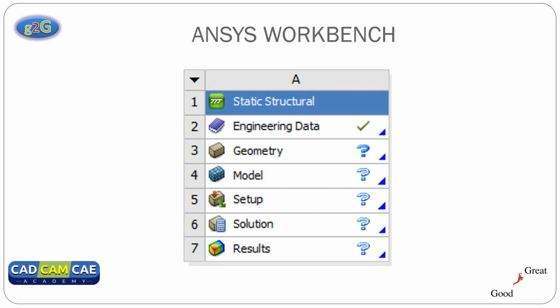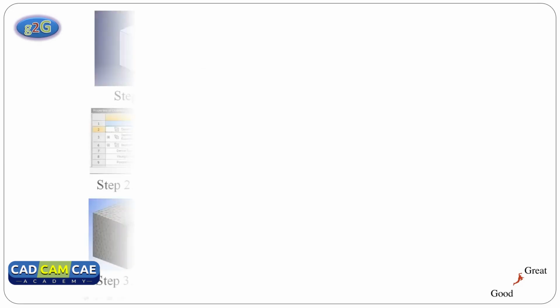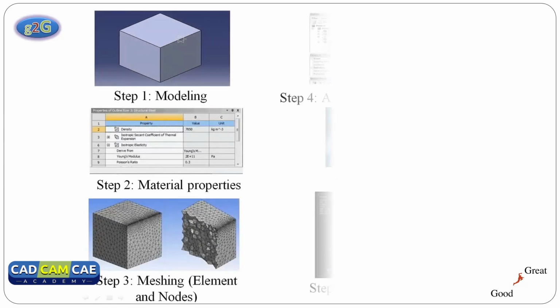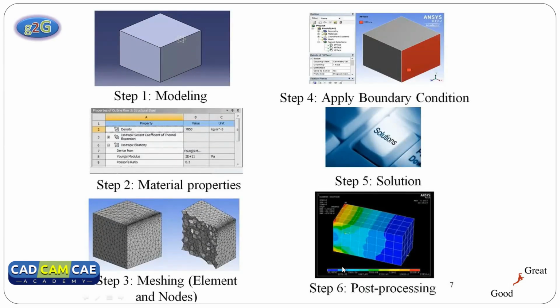The solution, this is the solution phase, that is the processing phase. In the solution phase, ANSYS will solve all the input parameters, that is the pre-processing parameters. At last, step number 7 is the results, where we can find the results in the form of contour plots for the displacement, stresses, strain, etc. So these are the steps of the finite element analysis, that is by using the ANSYS Workbench.